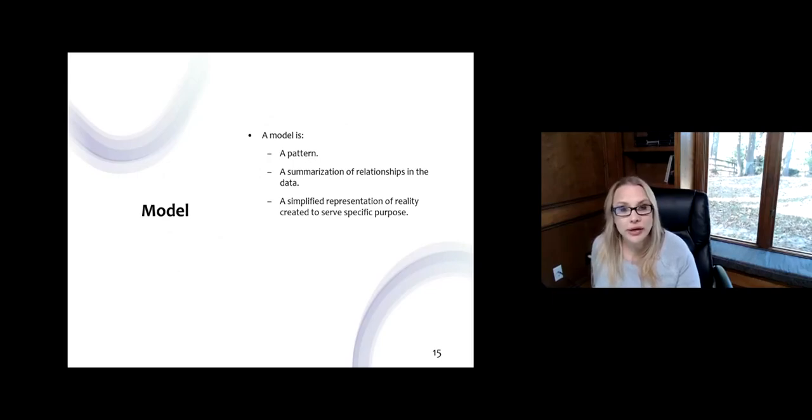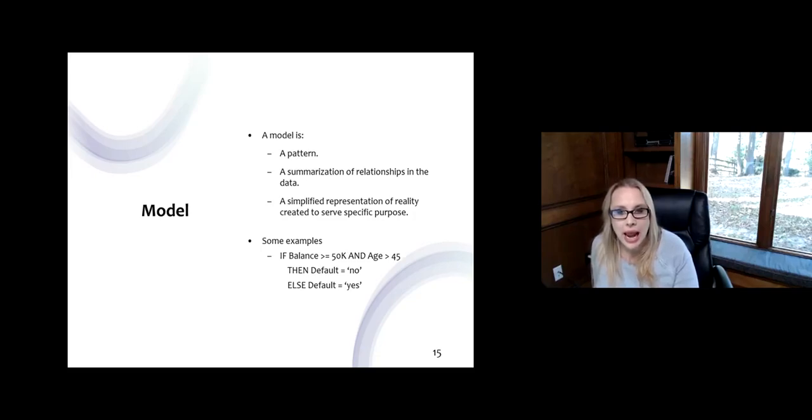A model is going to be the pattern that we see in our data. It's a summarization of the relationships in the data, and it's a simplified representation of reality created to serve a specific purpose. An example would be a decision tree. If the balance is over $50,000 and age is over 45, then you could predict that they're not going to default, else their default value would be yes. This is an example of a model that we could create, and it's showing a pattern that summarizes a relationship in the data.